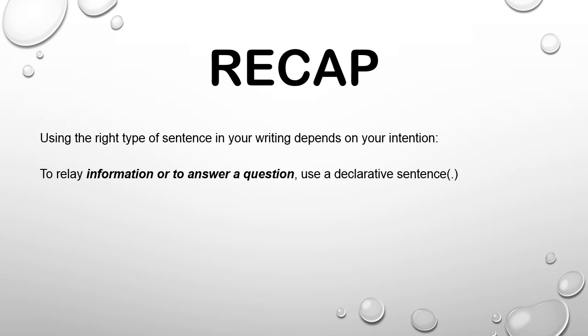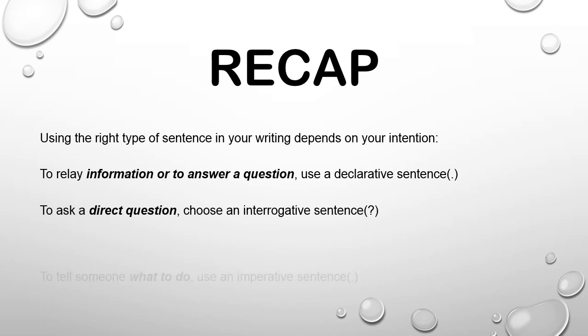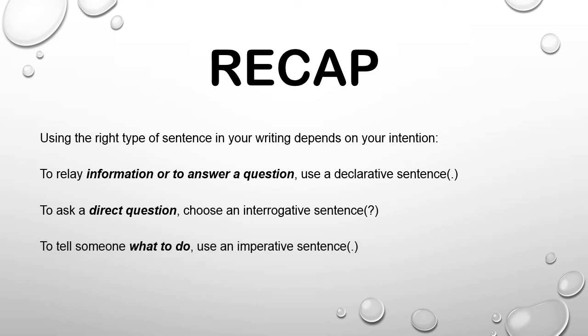To relay information or to answer a question, we use a declarative sentence or a statement sentence and it ends with a period. To ask a direct question, you choose an interrogative sentence and it ends with a question mark. To tell someone what to do, we use an imperative sentence. We use a period or an exclamation mark, right? To show extra emotion, we use an exclamatory sentence. So we have an exclamation mark at the end. So till here, I hope you have understood the 4 kinds of sentences.